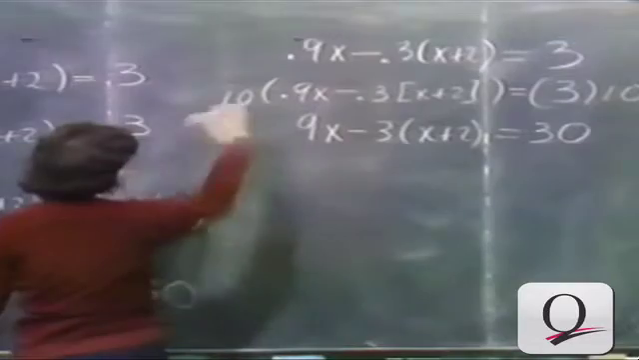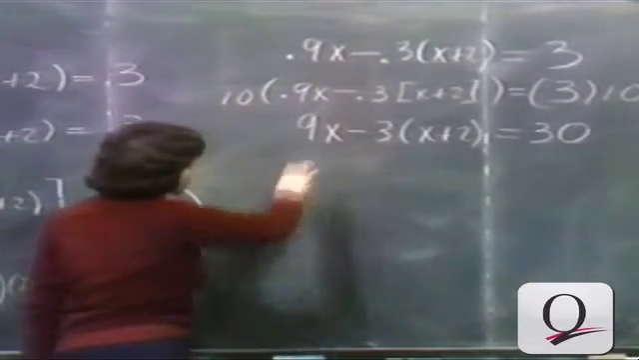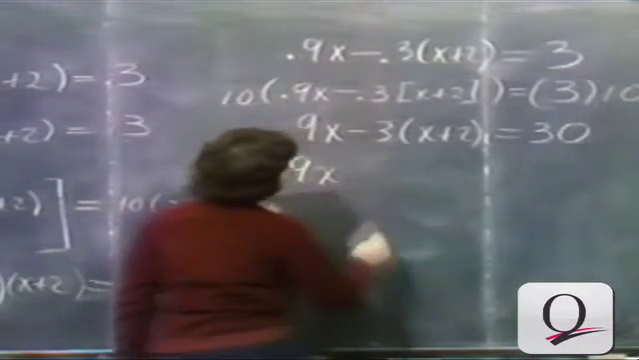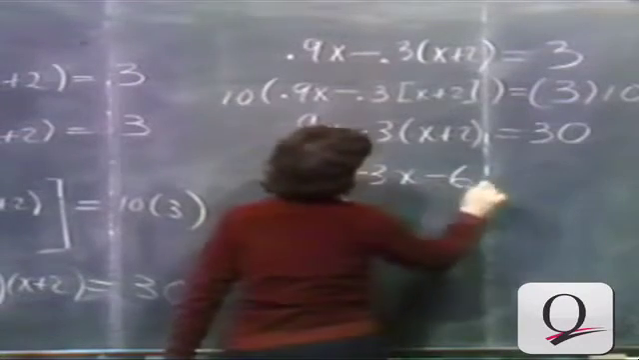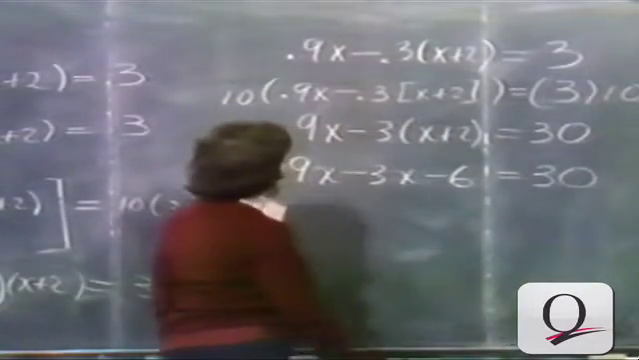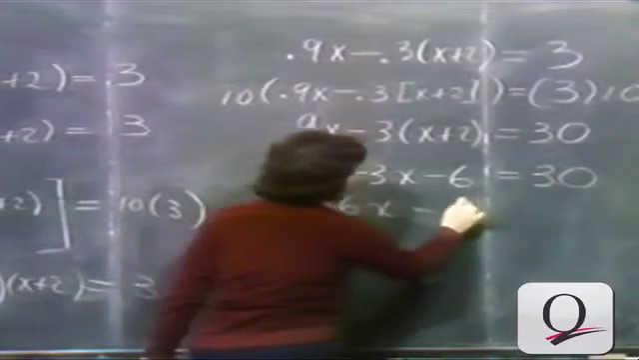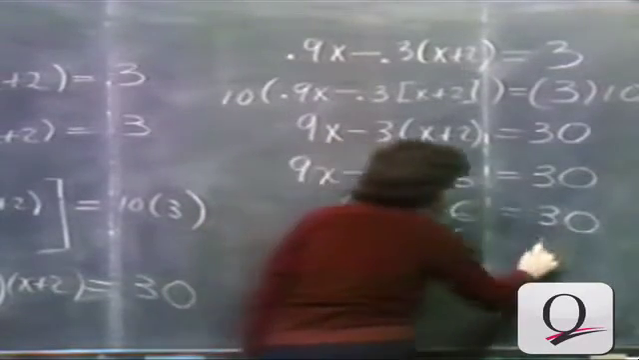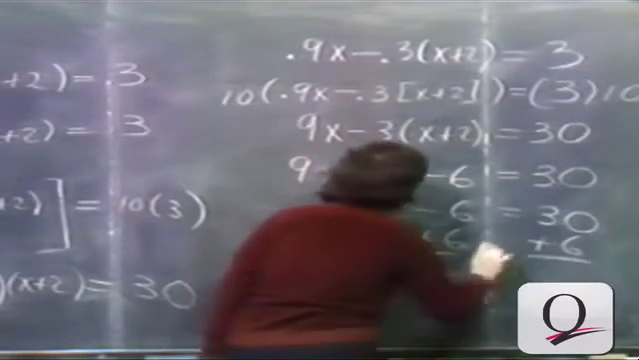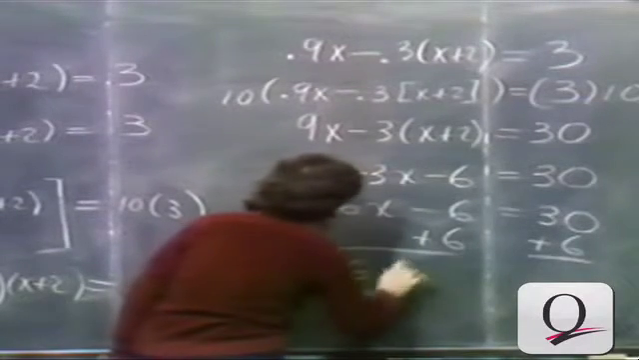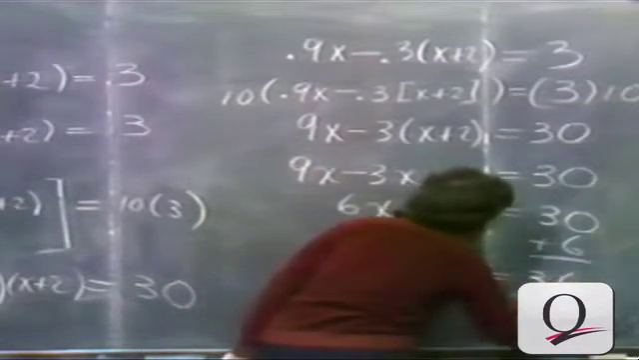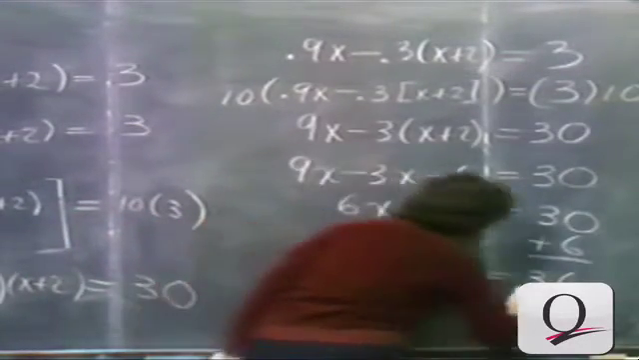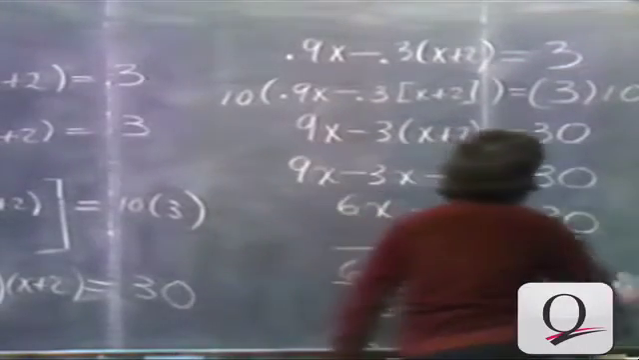OK, so whether you did it with fractions or decimals, and of course the decimal way is easier, you get to this point. And we can finish off this equation the usual way: 9x, now distributing the minus 3, giving you minus 3x minus 6 equals 30. This is 6x minus 6 equals 30. We can add 6 to both sides of the equation, giving 6x equals 36, and then divide both sides by 6, giving a final answer of x equals 6.